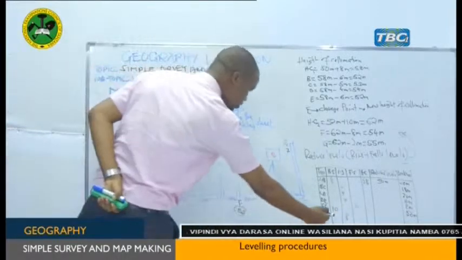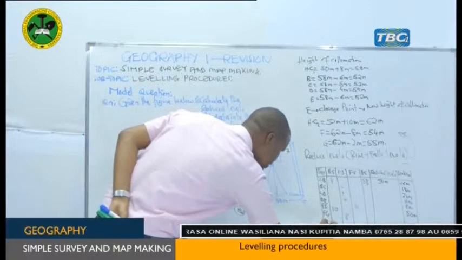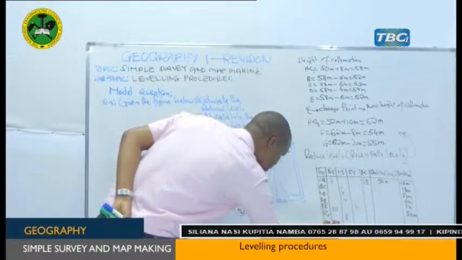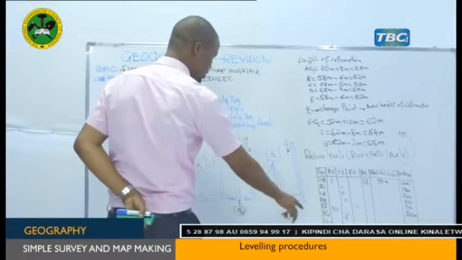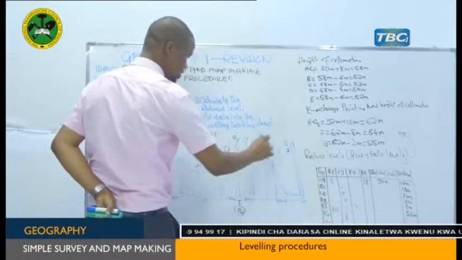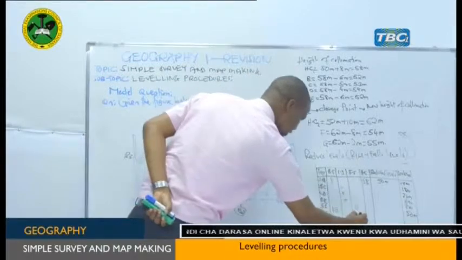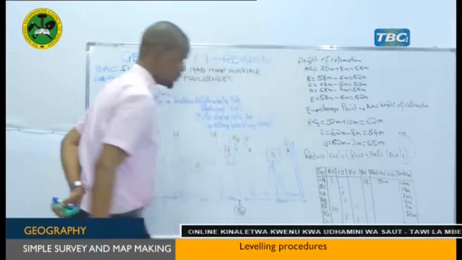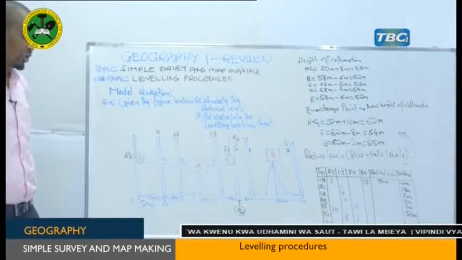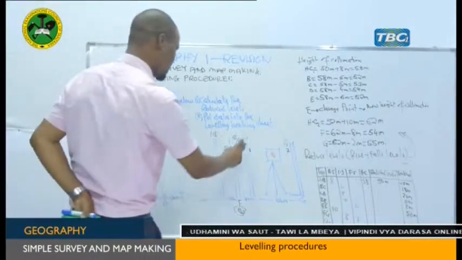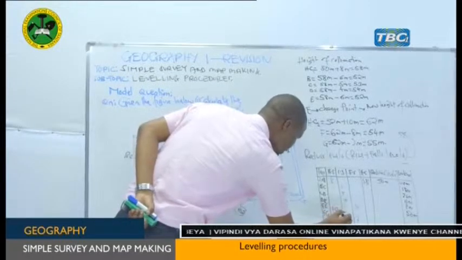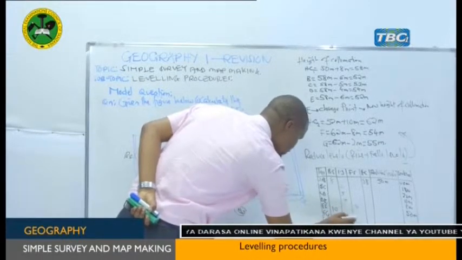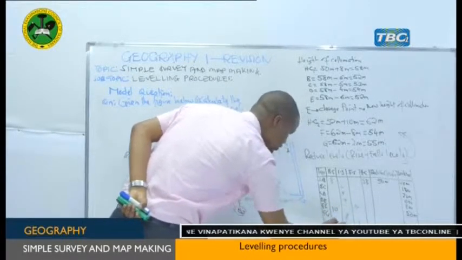Then you go to point G. There is point G right here. At G we have the foresight. The foresight at point G is how much? It is 7. So this is the foresight. You write right here 7, which is at point G. Remember, this 8 is at point F. This 8 is right here. Then this is point G.